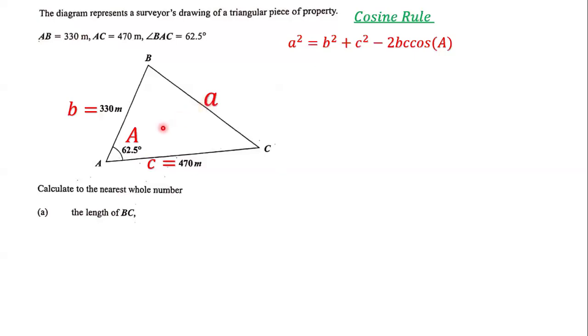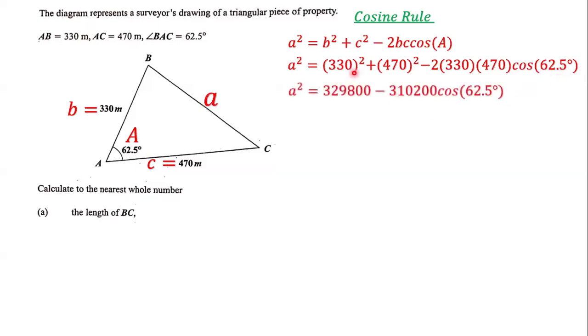The angle that is opposite to the missing side, we call that capital A. And side B and side C are the other sides of the triangle, where B in this case is 330 meters and C in this case is 470 meters. And so what we're going to do is substitute. When we substitute, we have that B is equal to 330, C is equal to 470, and A is equal to 62.5 degrees.